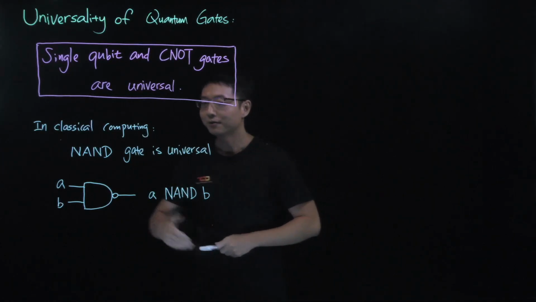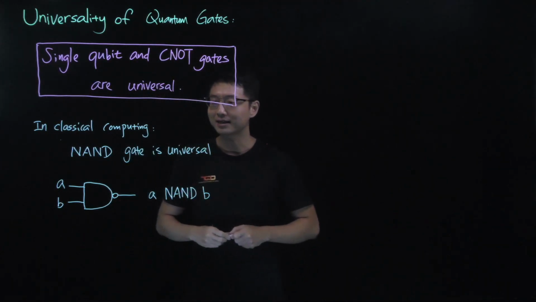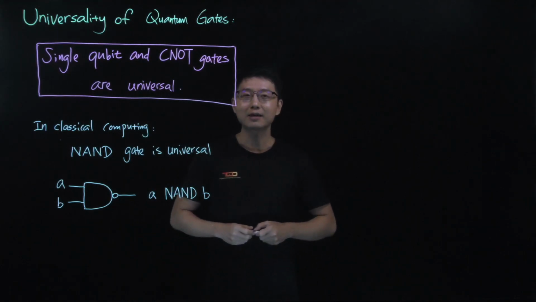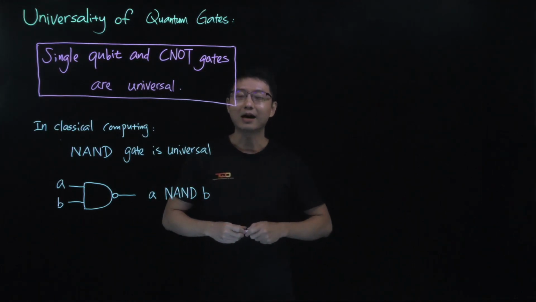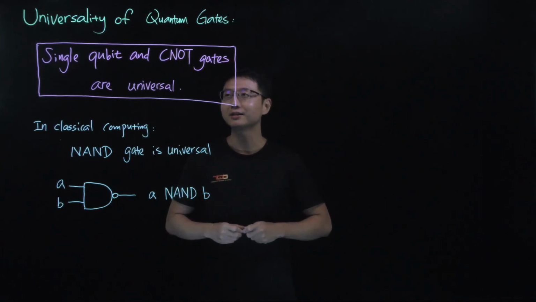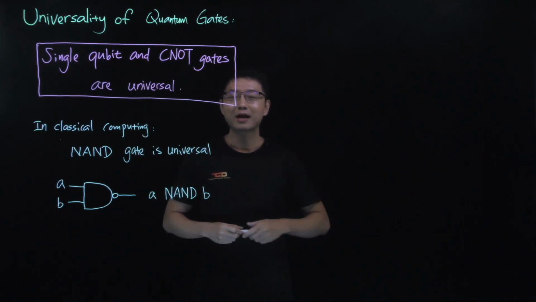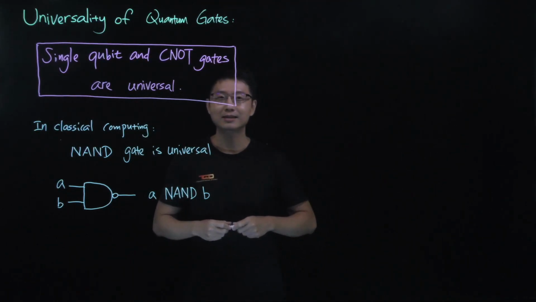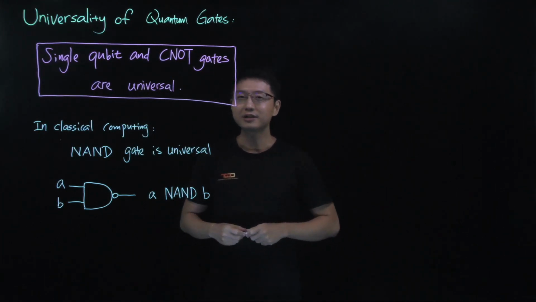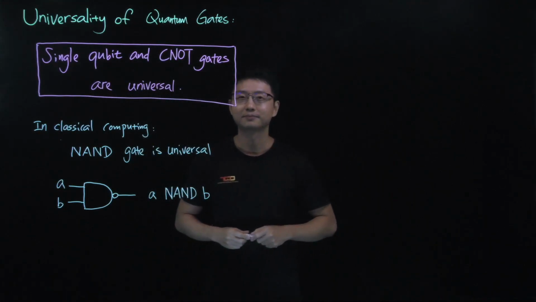For example, we know that in classical computing, the NAND gate is a universal gate. That is to say that using only the NAND gate, we can compute the value of any arbitrary function. There is a similar statement for quantum computation, which is written down over here. Hence, in order to carry out a general quantum computation task that could act on any qubit, it is sufficient to be able to realize only the single qubit and the CNOT gate.